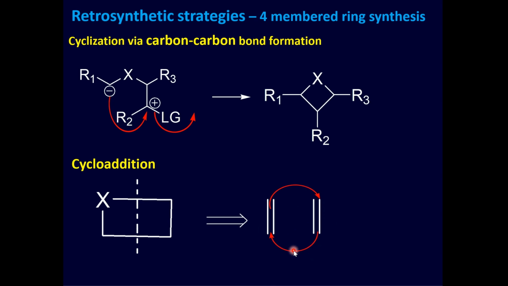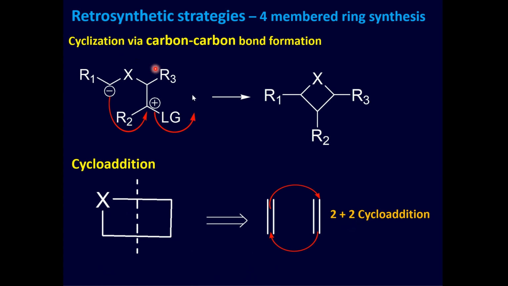As we know, this is an electrocyclic reaction in which no intermediate is formed. Here the electrons move cyclically, that's why it is called an electrocyclic reaction. It undergoes 2 plus 2 cycloaddition to give rise to a four-membered ring system. In the case of six-membered ring systems, we carried out 4 plus 2 cycloaddition to get the target molecule. Here we follow 2 plus 2 cycloaddition.